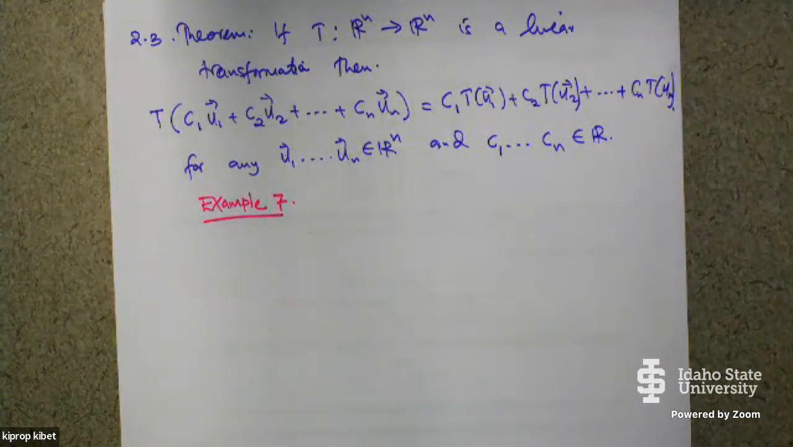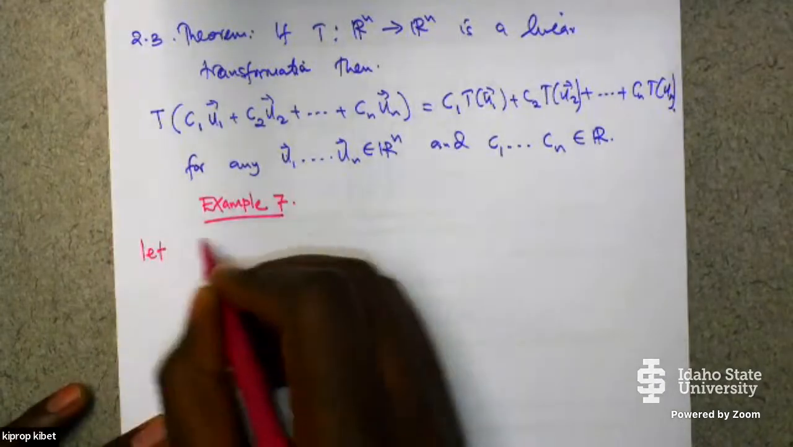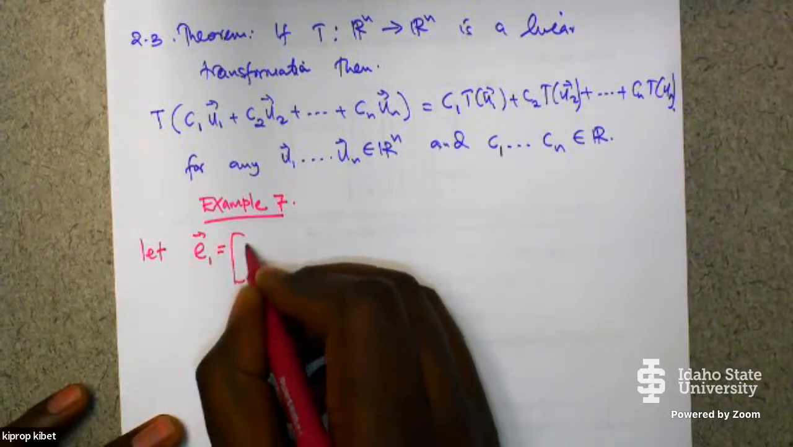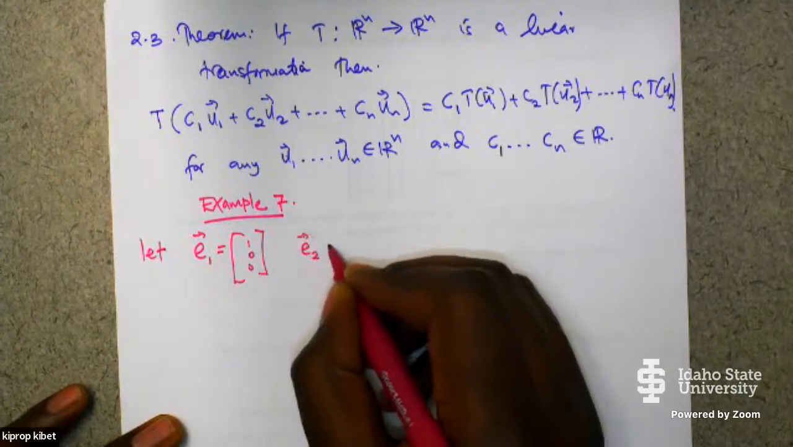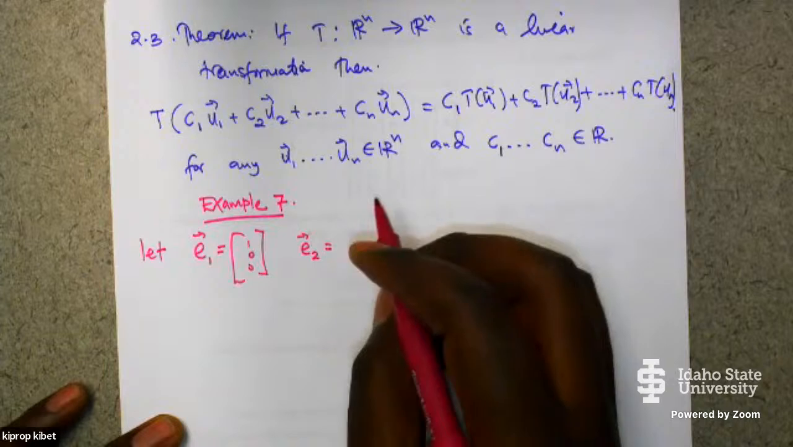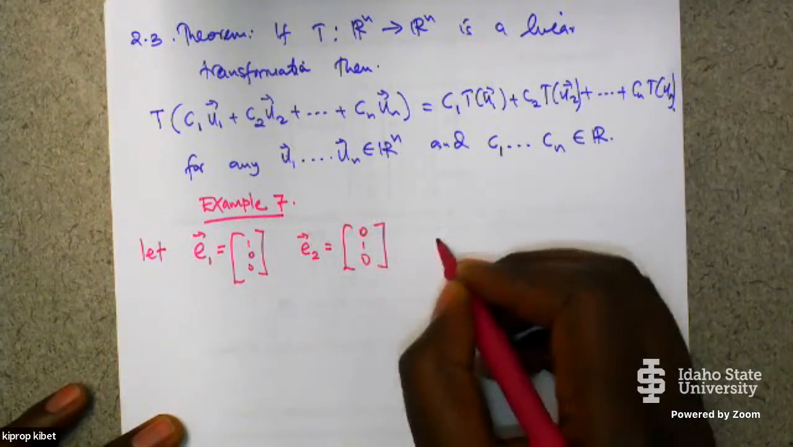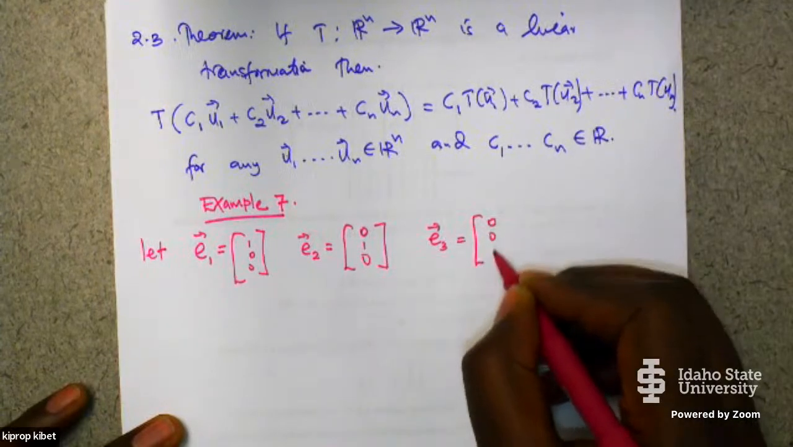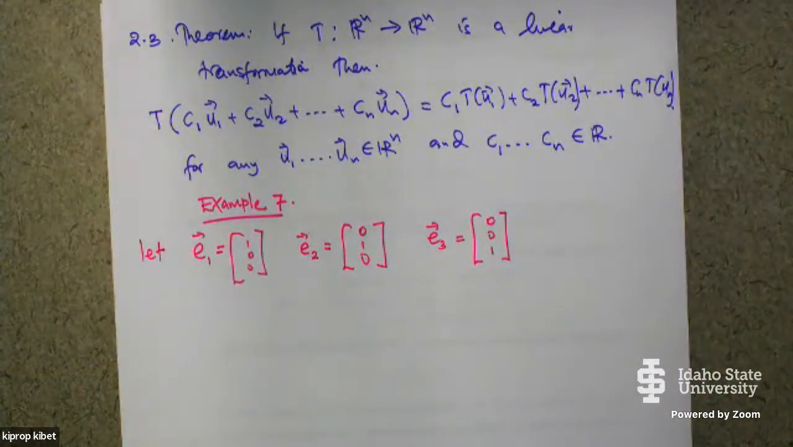So if you let E1, which is a vector, be (1, 0, 0), E2, which is also a vector, equal to (0, 1, 0), and then E3, which is also a vector, equal to (0, 0, 1). These are what we call the standard vectors. We'll see it in our next section.